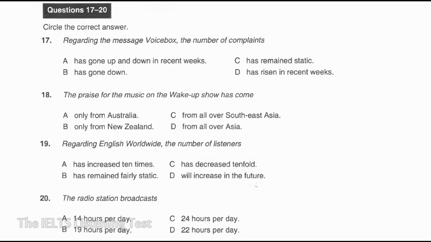Before the radio broadcast continues, look at questions 17 to 20. For these questions, there are four alternatives, A, B, C, and D. Decide which alternative is the most suitable answer for what you hear and circle the appropriate letter.